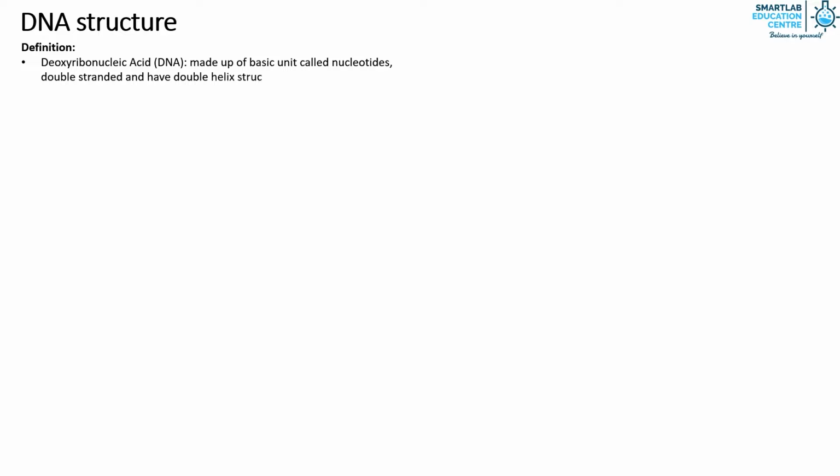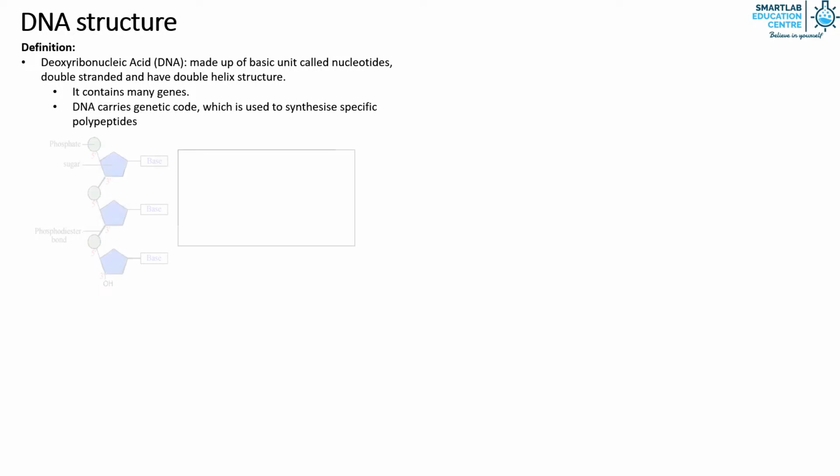What is DNA? DNA, which stands for deoxyribonucleic acid, is made up of basic units called nucleotides. It is double-stranded and has a double helix structure. It contains many genes. DNA carries genetic code, which is used to synthesize specific polypeptides. Let's zoom into the structure of the DNA.